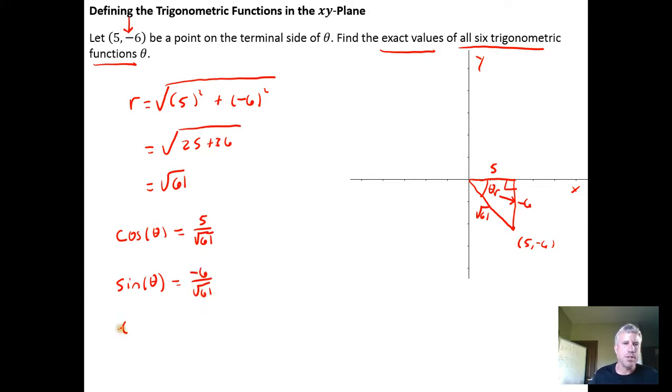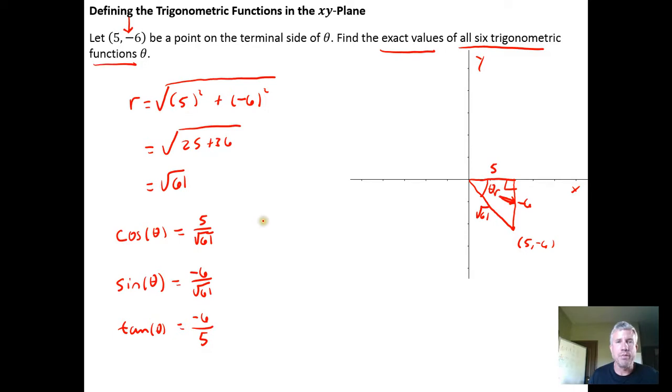And finally, the tangent function, the tangent of theta, is defined to be the y-coordinate over the x-coordinate, y over x, or the side opposite the reference angle, which is the y-coordinate, -6, divided by the side that is next to or adjacent the reference angle, which happens to be 5, or the x-coordinate.